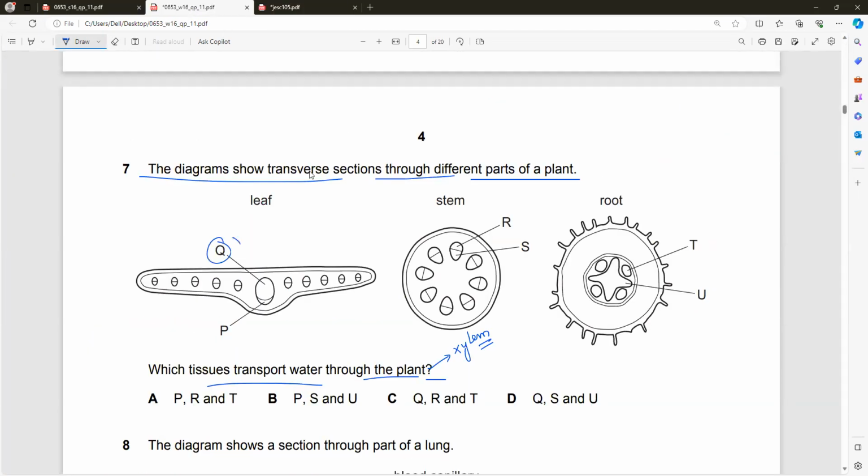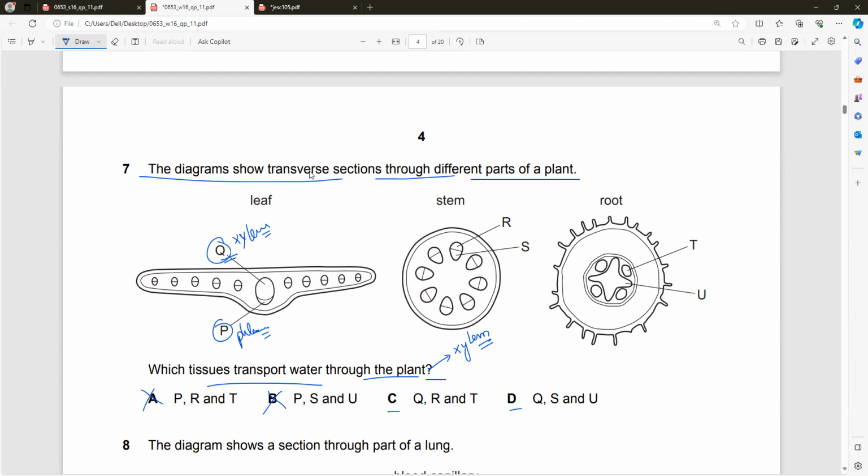So Q is what, everybody? Q is xylem, and P is what, everybody? Phloem. So first Q, water transport, correct? Wherever Q is there, only options C and D are there. So I can avoid B and A.